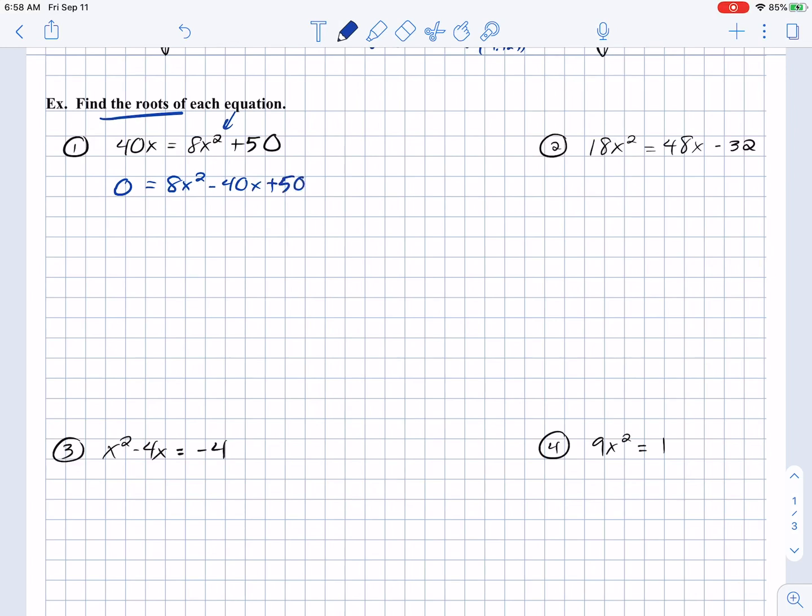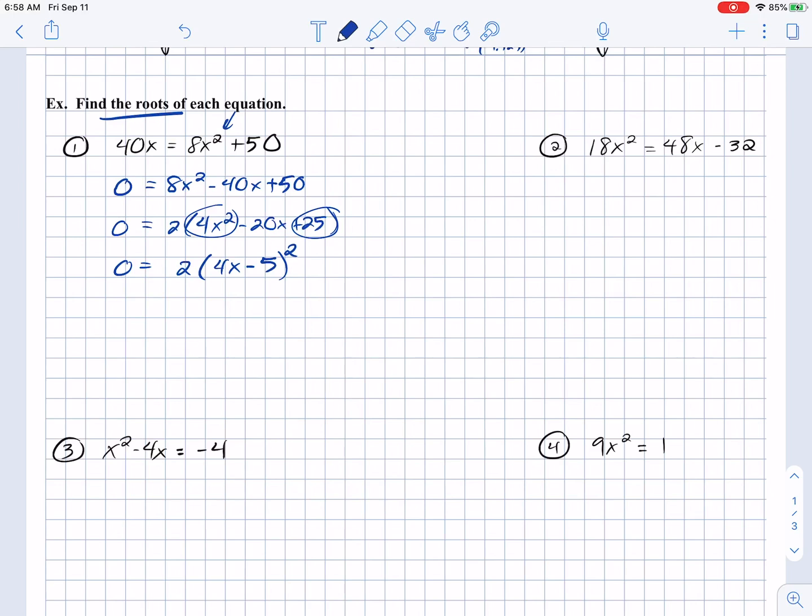Don't forget, you can always take out a GCF. That 4x squared and 25 should be two really important numbers that you notice. Those are perfect squares, so this is actually a perfect square trinomial. We can factor this as 4x minus 5 times 4x minus 5, or 4x minus 5 squared.